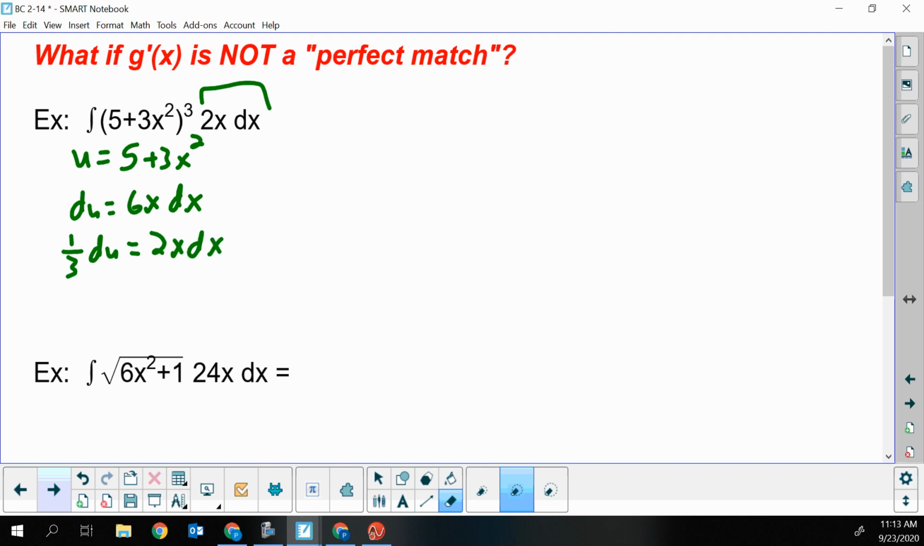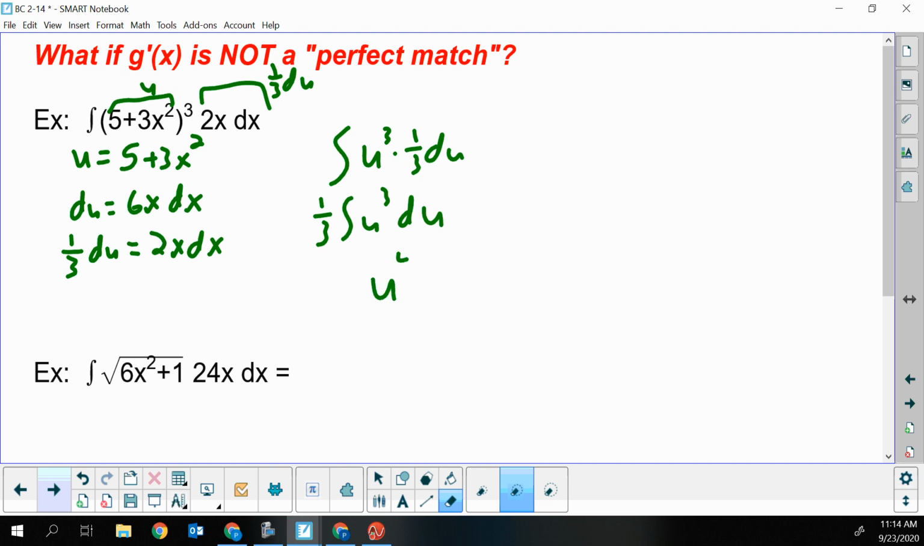Well, now this back part is going to be a 1/3 du, and this part will be u raised to the third. So we'll have u to the third times 1/3 du. Any constants you can pull out front. And I would suggest in the future, when you have a 1/3 du, just automatically put that in front of the integral. I didn't in this first example, just so you can see where it goes and then it gets pulled out front. But in the future, just put it right out front.